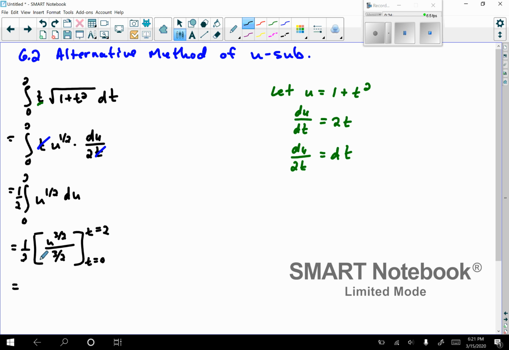So now we have to bring that expression back in. So we're going to get 1/2, take the reciprocal of that denominator, so it's going to become 2/3, times 1 plus t squared to the 3/2, from 0 to 2.